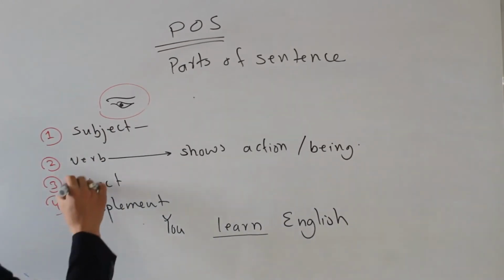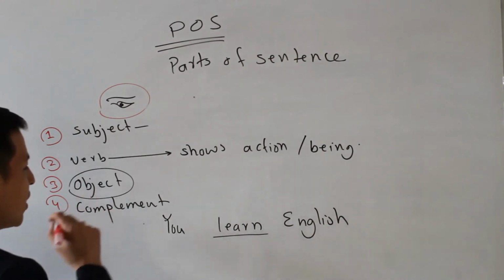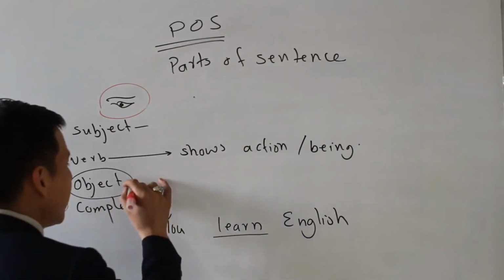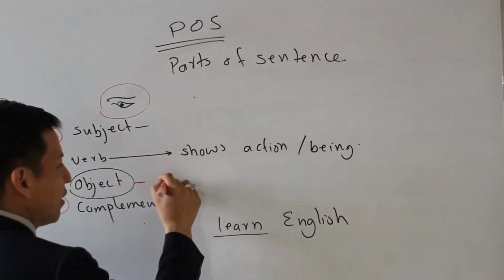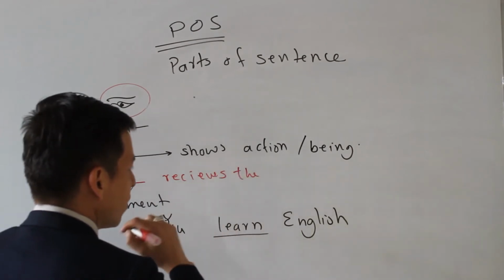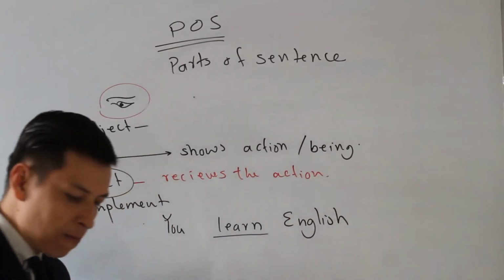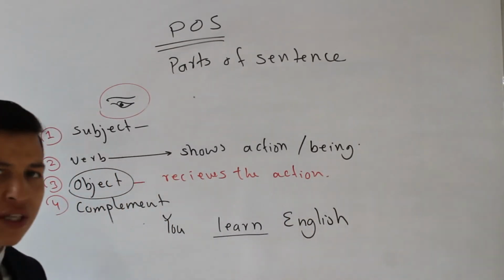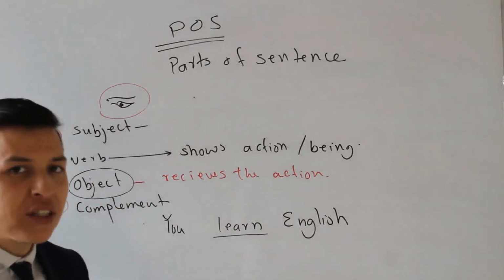Okay, the next part of the sentence is the object. Object, we should know about it. So what is the object? We can say that we are doing the action, or it receives the action. What is the job of the object? It is receiving the action. It means the action is done on the object.